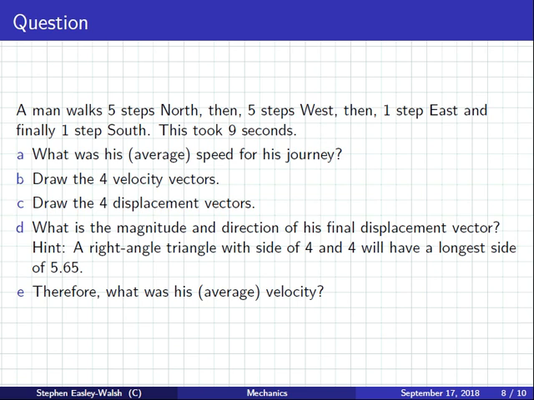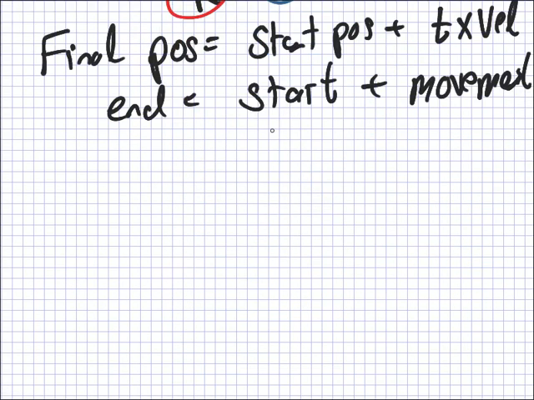So let me do this one now. We can draw this together. Right. Okay, let's make a nice big picture.